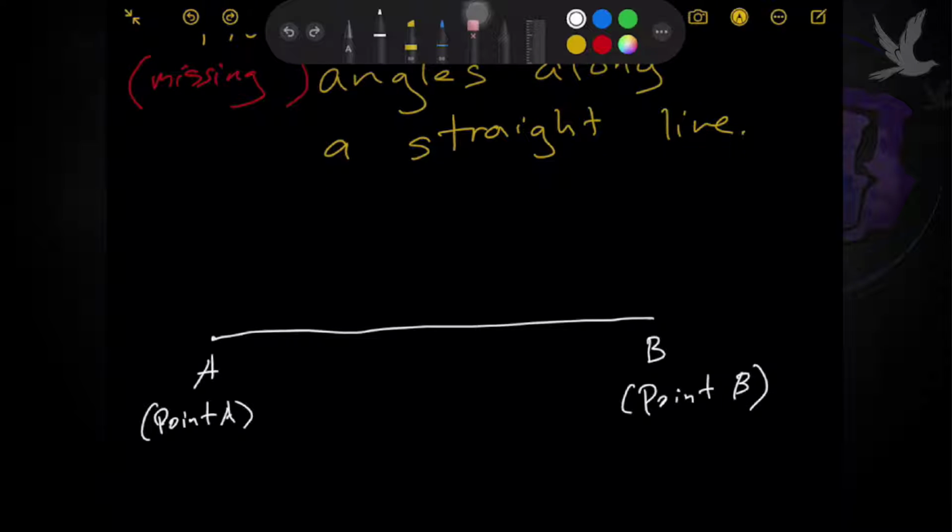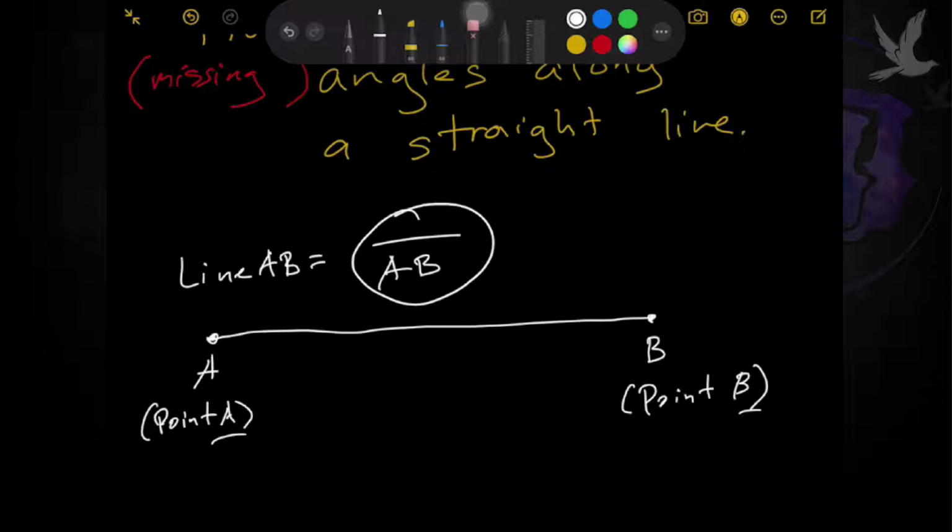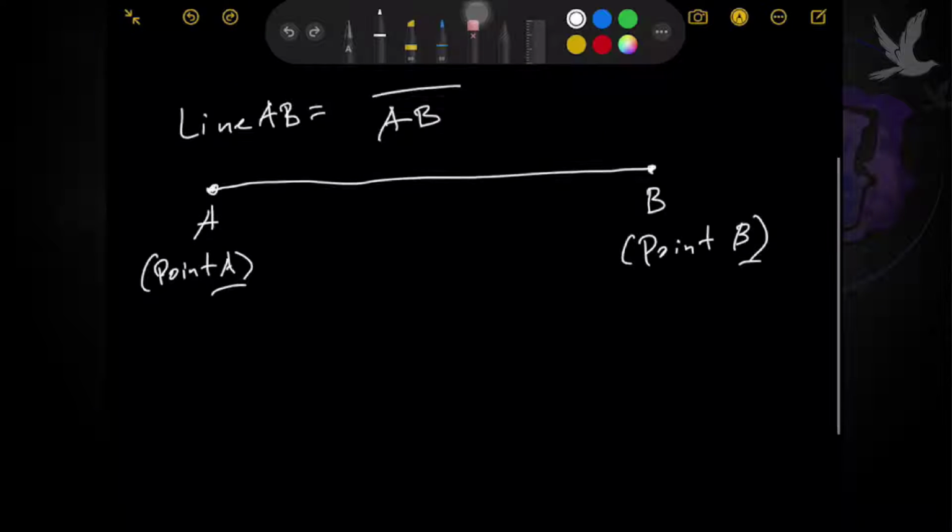Okay. So once you combine these 2 points, it will now form a line. Once the line is formed, it will be named after the points, which in this case is A and B. So this line is now called line AB. There's another way of writing it. Line AB is written like this.